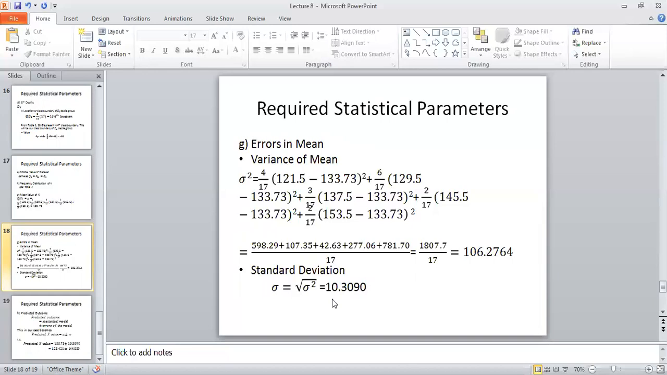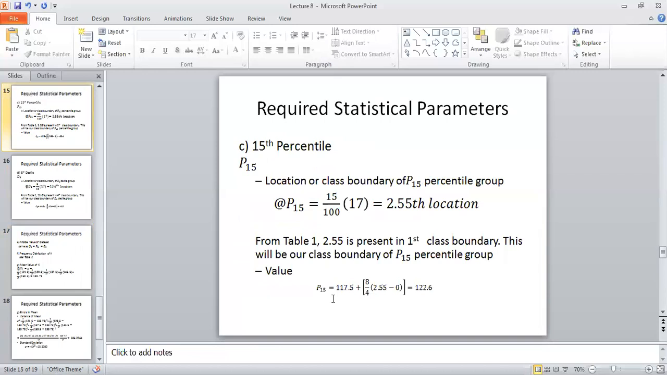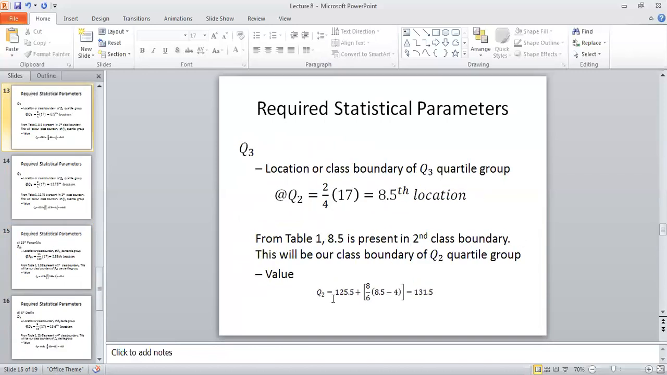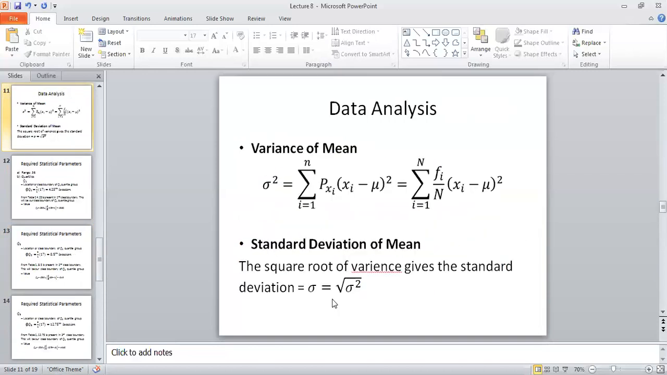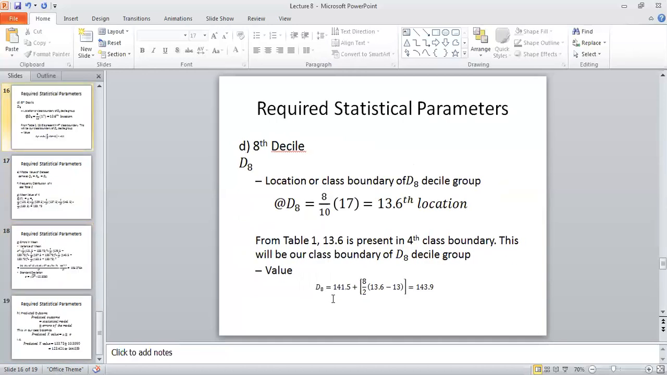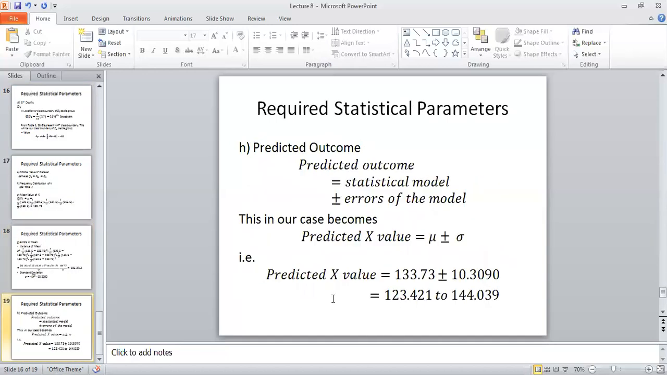Now, lastly, how do we use these variances or standard deviations along with the mean? We use them for finding the predicted outcome. Remember that the predicted outcome is always equal to the statistical model plus or minus the errors of the model. The statistical model that we have used for the prediction here is the mean value model, and the error of the mean value model is the standard deviation. That is, for the mean we use mu, and for the standard deviation we use sigma.